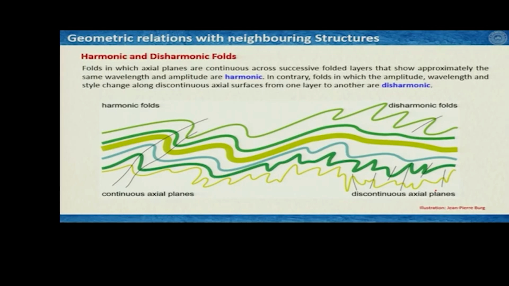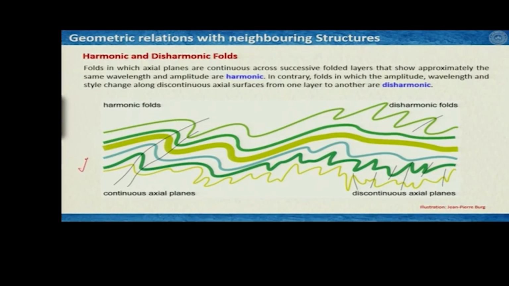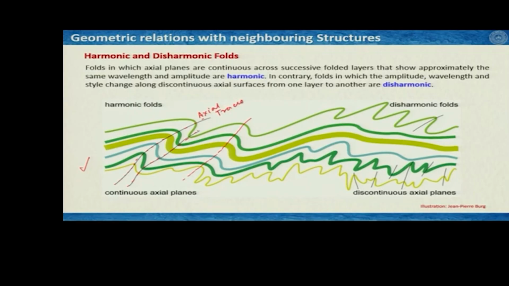Now, folds in which axial planes are continuous across successive folded layers that show approximately the same wavelength and amplitude are called harmonic folds. As you can see here on the left side of this illustration, you can connect the axial trace of all these successive layers. Here you can also connect all these successive layers. So, these are your axial traces. When that happens, these folds are in harmony, and these are known as harmonic folds.